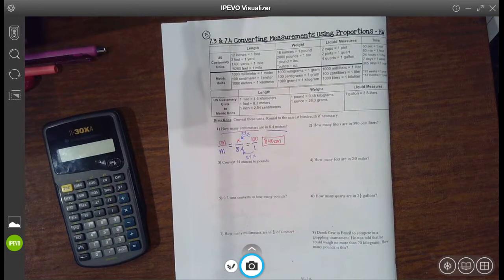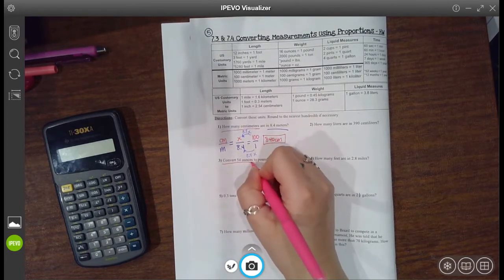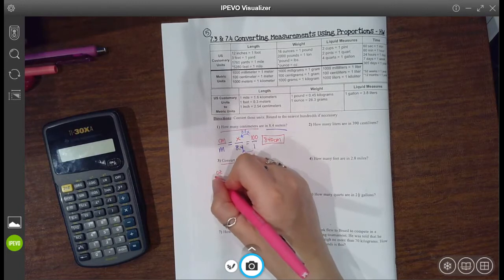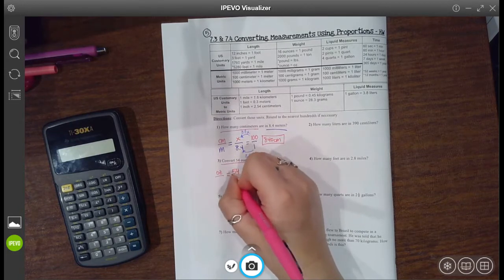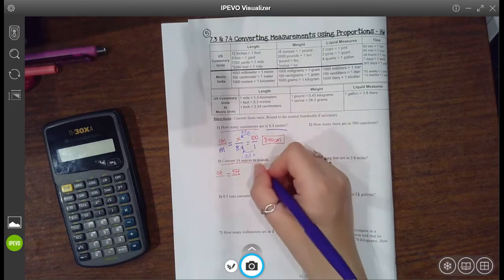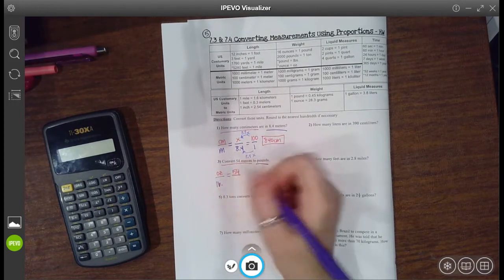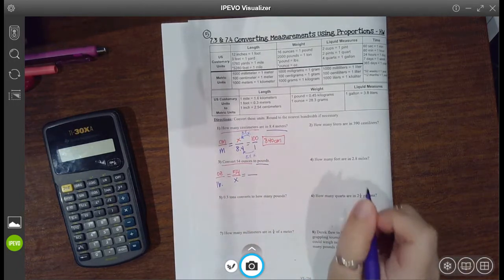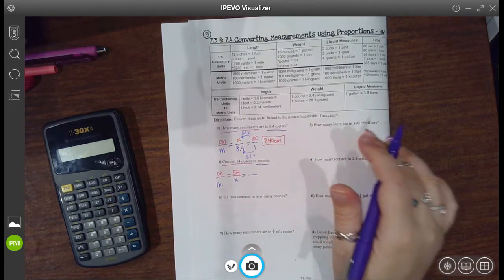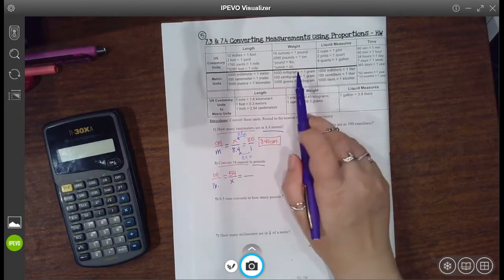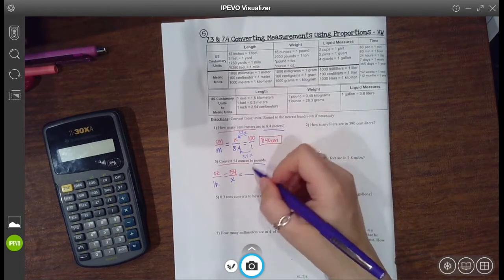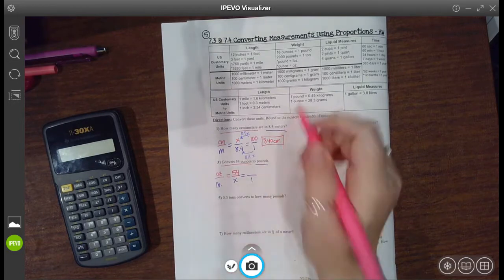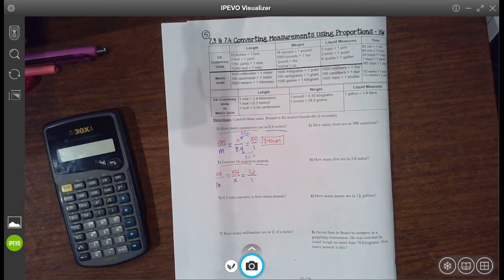Okay, let's try one more. So if I take a look at number 3, it wants to convert 54 ounces. So you have ounces and 54 of them. And you want to change that to pounds. Okay, and so we don't know how many pounds that is, but we do know that if we look up at weight, that 1 pound is equal to 16 ounces.